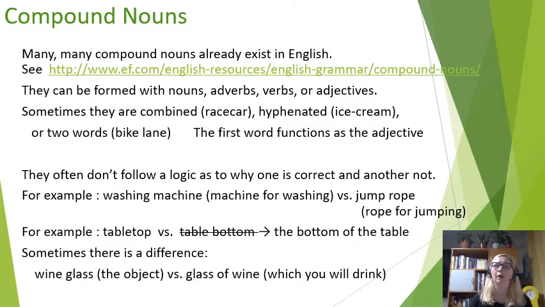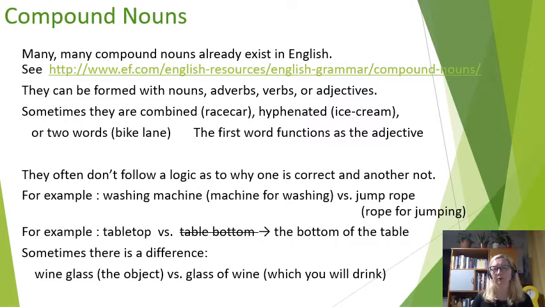Okay, now compound nouns. As you know, there are many, many compound nouns which exist already in English. I've given a link for a nice long list of common ones. They can be formed with nouns, adverbs, verbs, or adjectives. Sometimes they can be combined, either with two words stuck together like race car, hyphenated with ice cream, or just two separate words, such as bike lane. And in these cases, obviously, the first word functions as the adjective, race, ice, bike, while the second word functions as the primary noun, car, ice cream, lane.